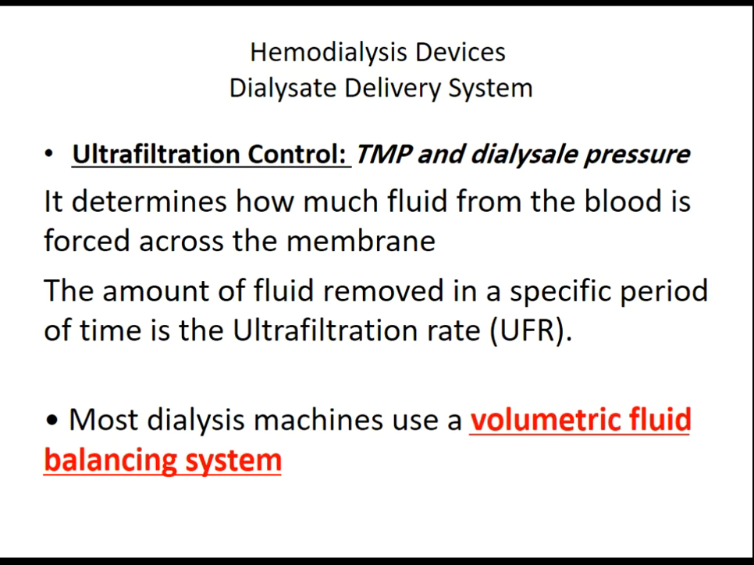The ultrafiltration control system in the hemodialysis machine depends on the transmembrane pressure and the dialysate pressure. It determines how much fluid from the blood is forced across the membrane. The amount of fluid removed in a specific period of time is the ultrafiltration rate. Most dialysis machines use a system called a volumetric fluid balancing system.